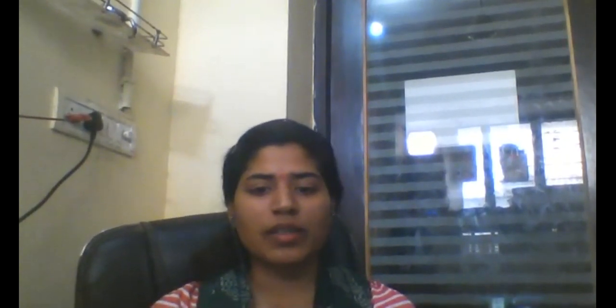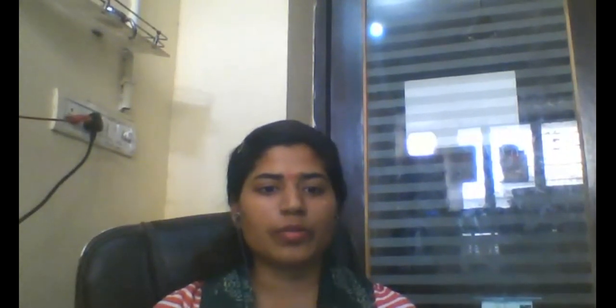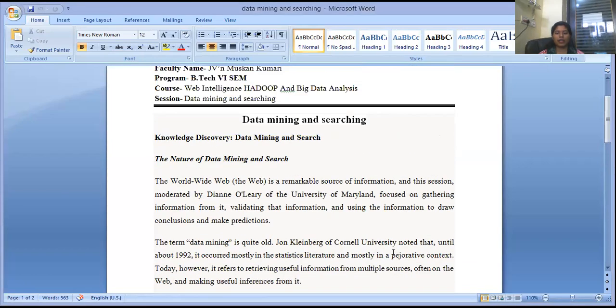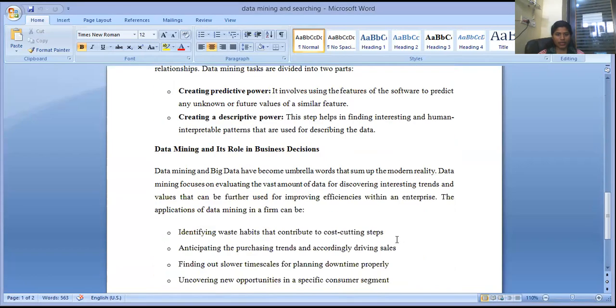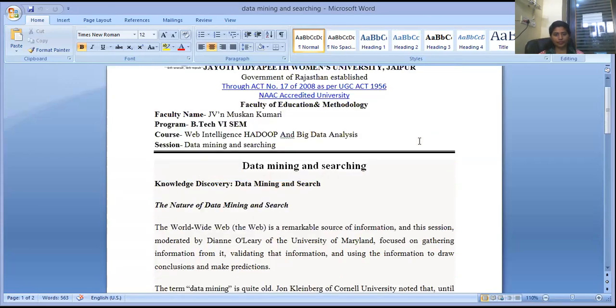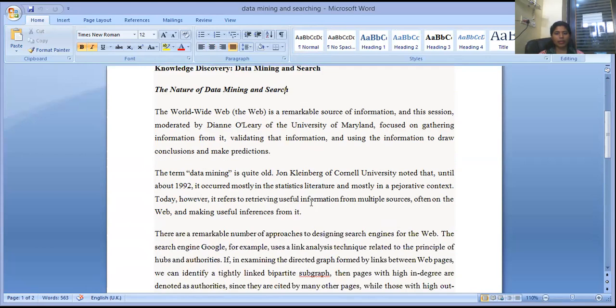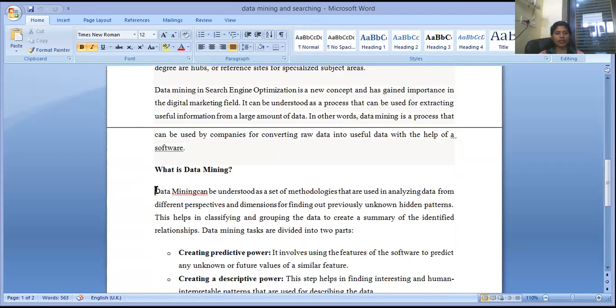Searching is well known to all of you, but data mining might be new terminology for you. So to make it easier to understand, I'm just going to share some files for better understanding. Please hold on. Yes, this one. You can see here that this is data mining and searching, which I will discuss today. So, first let's discuss what data mining is.